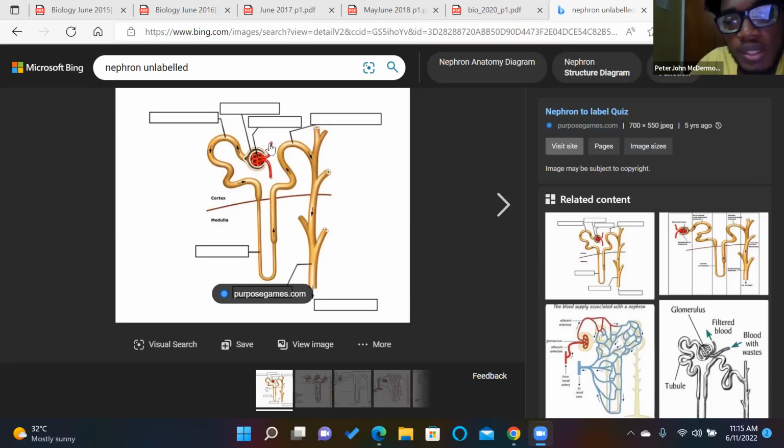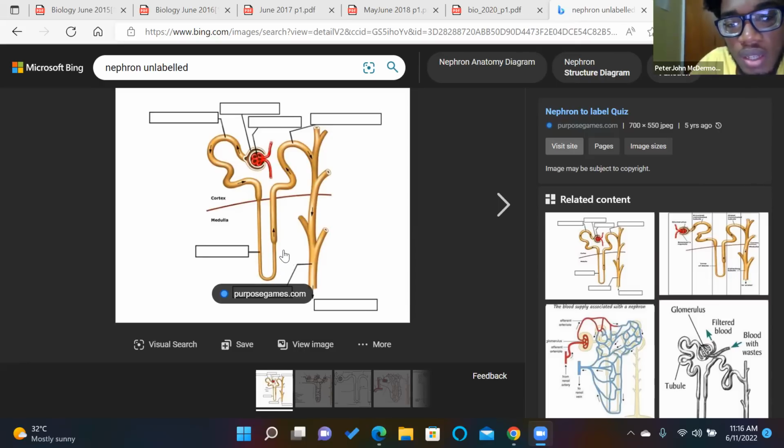Do you guys need to know how to label this? Not really. Oh, all right, let me just tell you then. Afferent arteriole, efferent arteriole. This is your proximal convoluted tubule. Why is it called that? Proximal just means near. What is it near to? It's near to this. Why is it convoluted? Because it's all twisty-turny. This is just your loop of Henle. This is your descending limb. This is your thin ascending limb. So it's a hairpin loop.